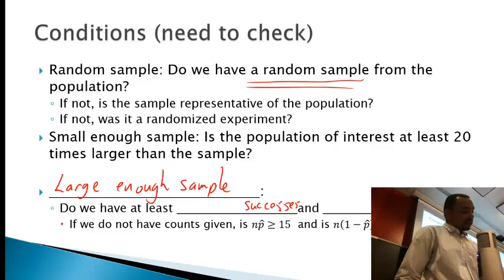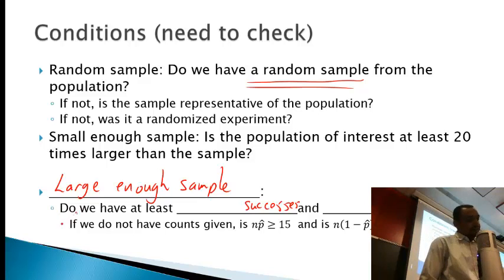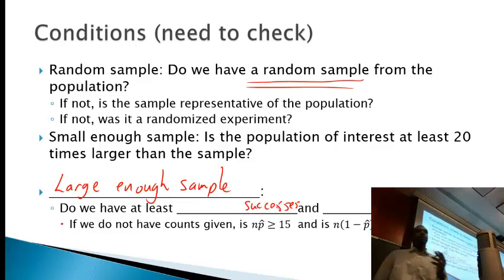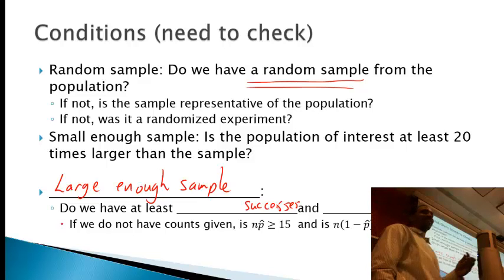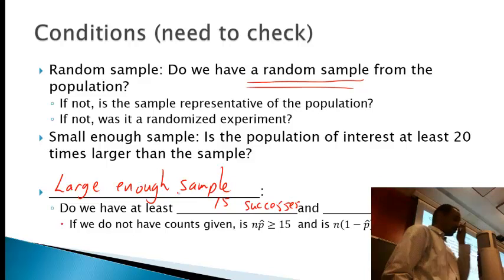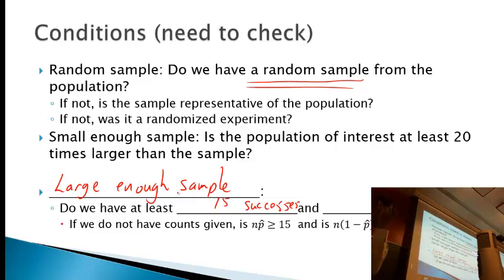So it says here, for one of our conditions, do we have at least blank successes and blank failures? How many do we need of each, according to our notes, or even according to this slide? It rhymes with 15. 15, good job. Do we have at least 15 successes and 15 failures?